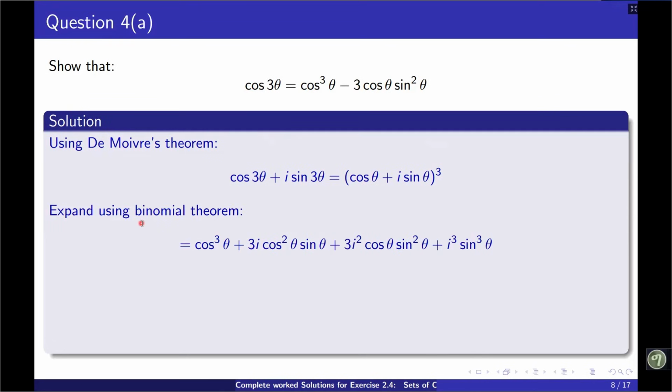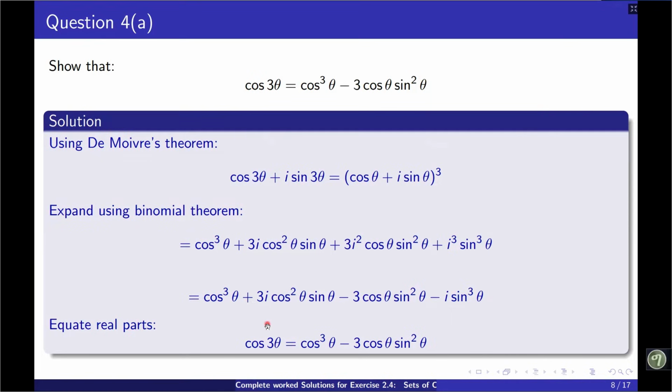Therefore, expanding by the binomial theorem, that's simply expanding cos theta plus I sine theta to the power of 3, we have cos cubed theta plus 3I cos squared theta sine theta plus 3I squared cos theta sine squared theta plus I cubed sine cubed theta. Then this could be further simplified to cos cubed theta plus 3I cos squared theta sine theta minus 3 cos theta sine squared theta minus I times sine cubed theta.